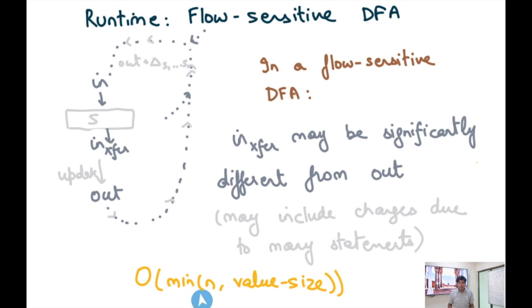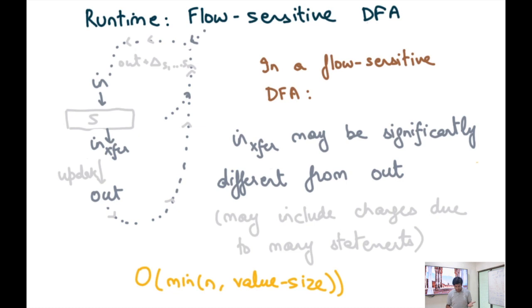And this could be as big as order n, or depending on the DFA, the value size, which is the size of the maximum value. Of course, the change set cannot be bigger than the size of the maximum value. So you can say that this is order of minimum of n comma value size.